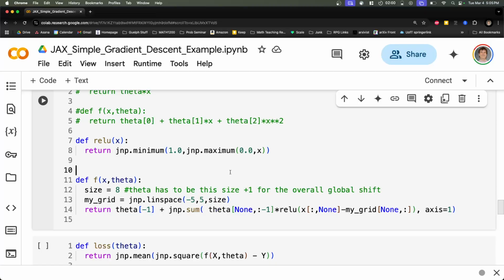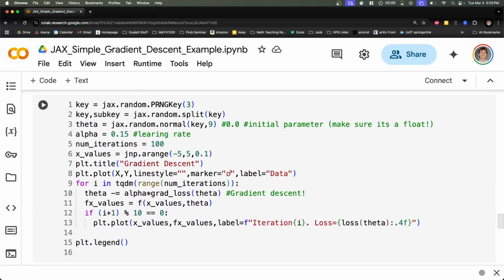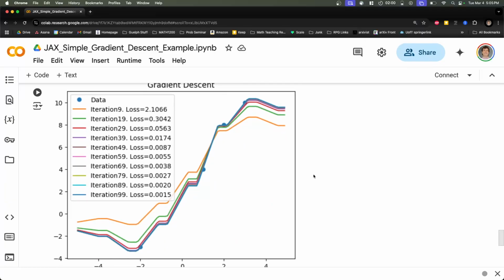So it's some kind of weird sum of things. And if you run it, this is the copy paste of the code that we had before, you get a picture that looks like this. So what is the spline doing? The spline is sort of like piecewise linear, and the thetas represent the slope on each of the pieces.